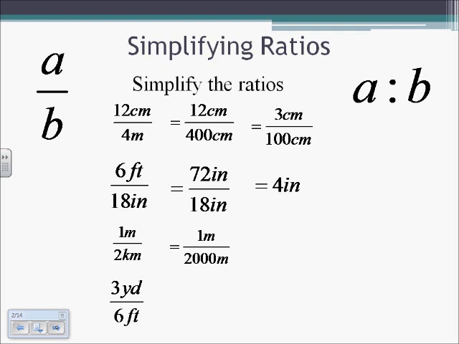Lastly, yards and feet. Yards is the larger measurement, as there are 3 feet in every yard. Simplifying then, I multiply the top by 3 for every foot that's in a yard, and I have 9 feet over 6 feet. Simplifying the ratio, I end up with 3 over 2. So on your test, we'll be looking at a ratio set that needs to be in the same measurement, and then simplify the fraction.